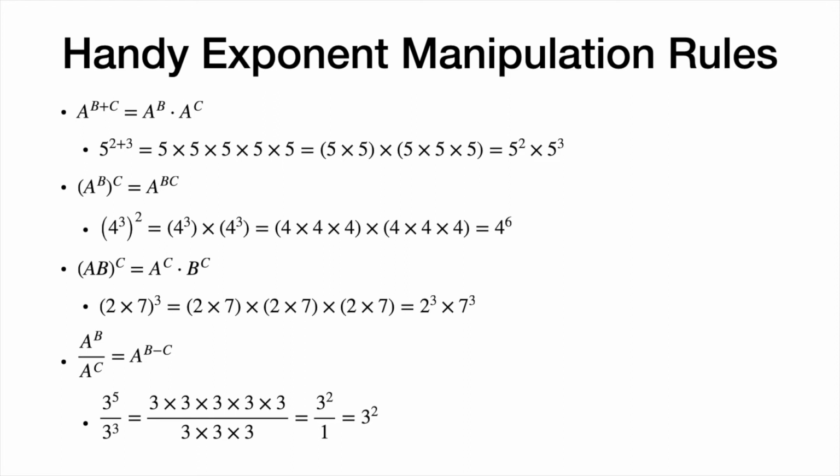Now the thing also to keep in mind is that this does rely on it being a to the b and a to the c. This doesn't work if you have a different base in each one of them. So if I had a to the b over c to the d, I can't do anything with that. It's just because they're both the same base that I can do the subtraction. Okay, so those are our exponent manipulation rules.